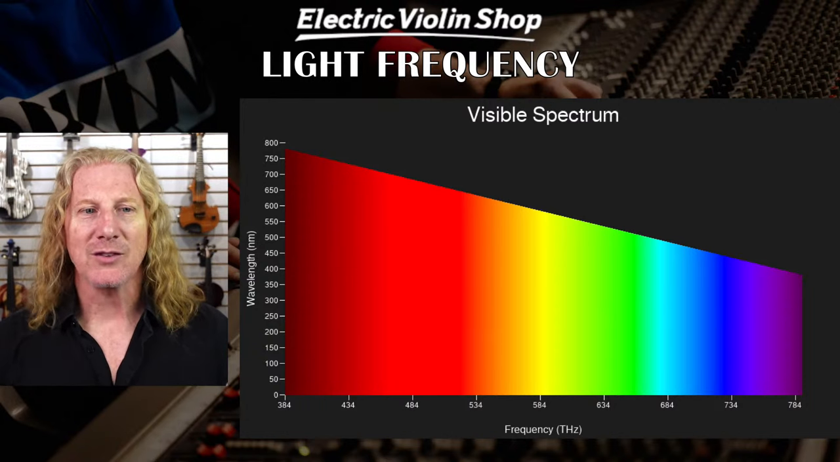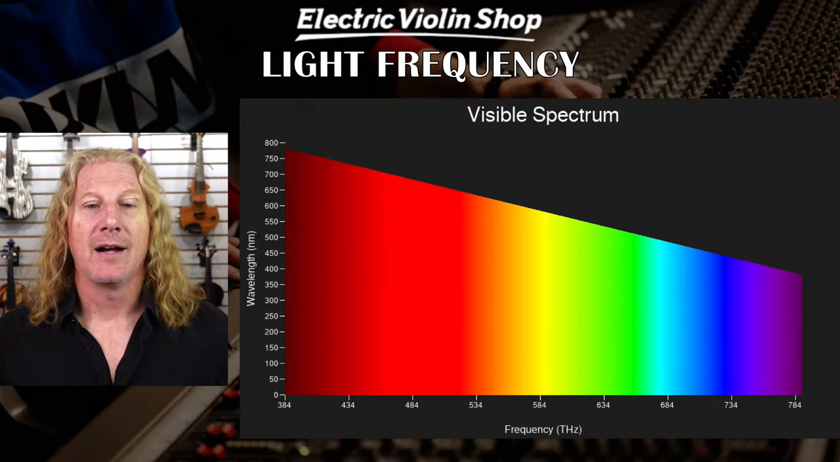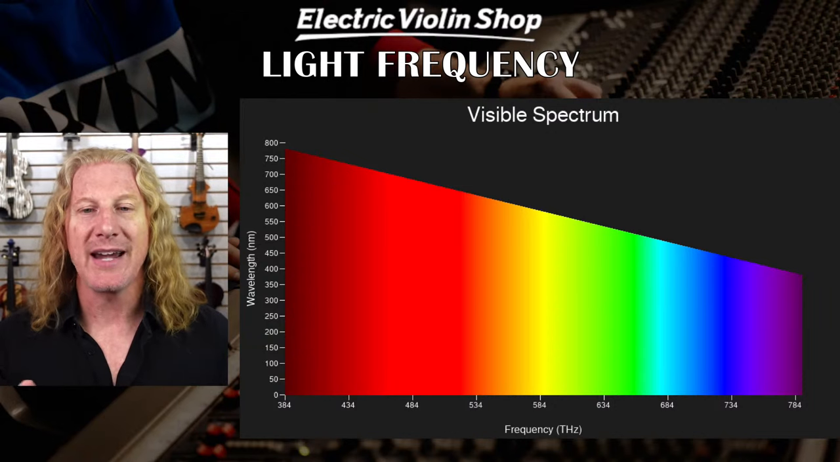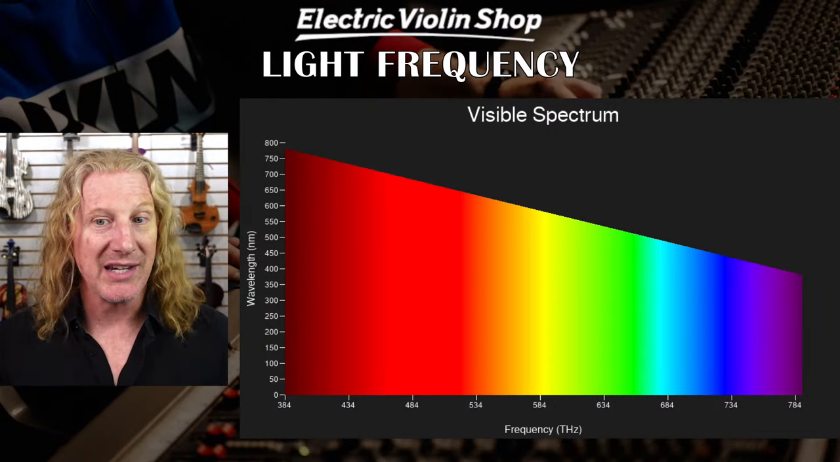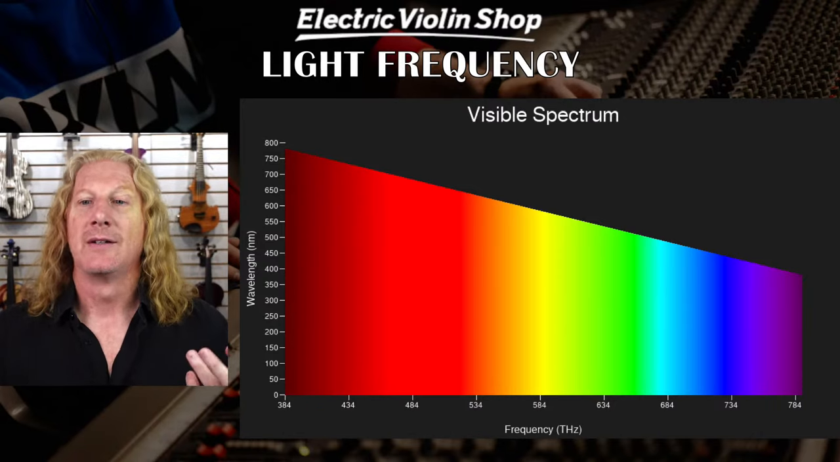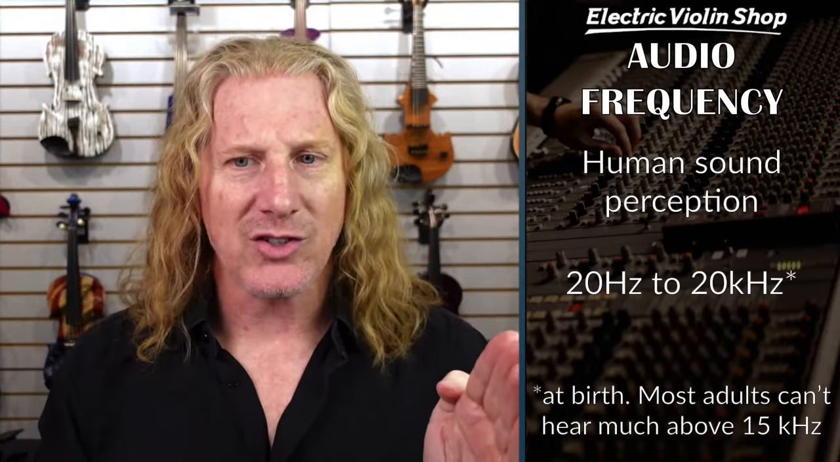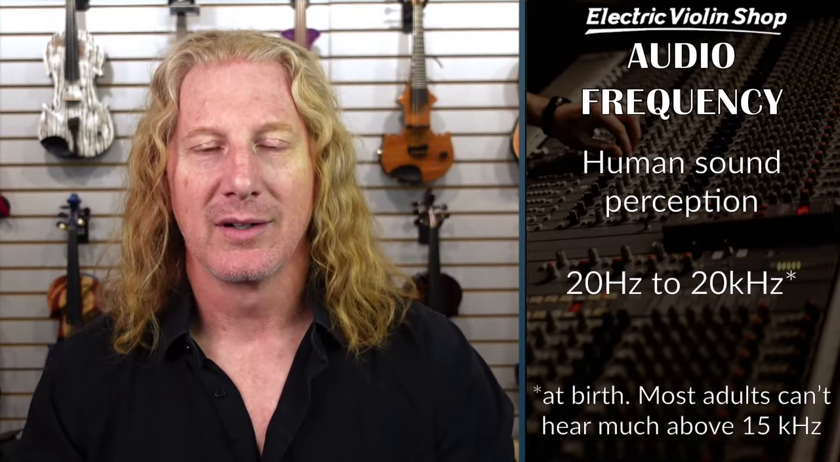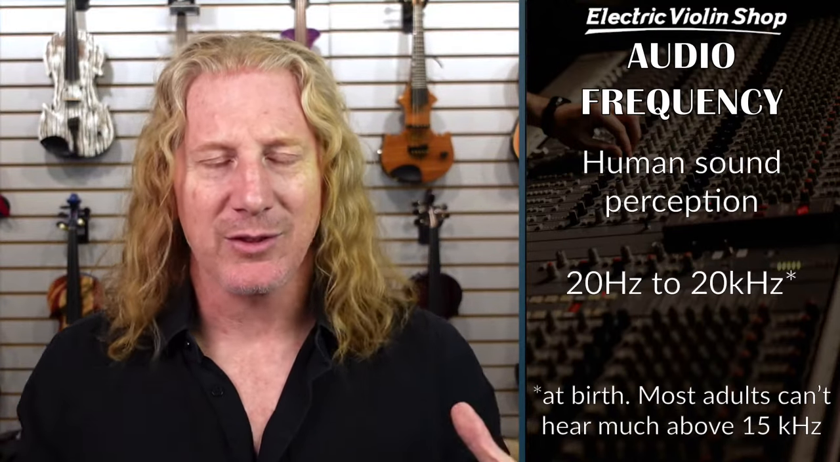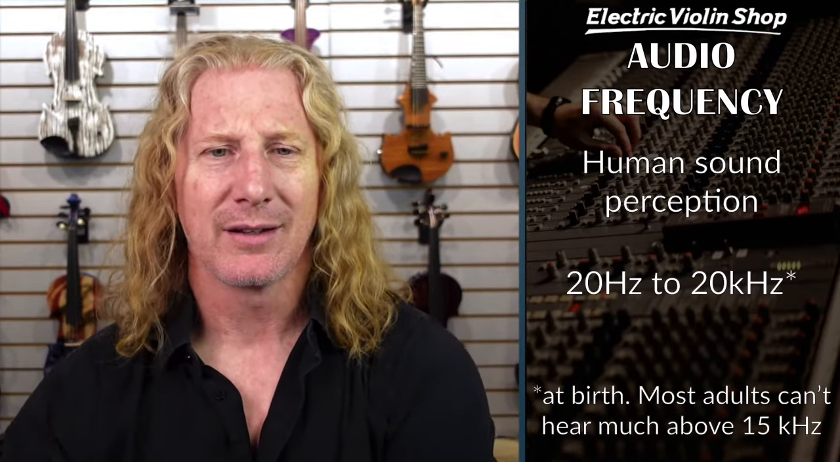Wow. So here's the visible spectrum. You can see the frequency range there, and you can see how our eyes perceive those different colors. It's a very similar thing going on with audio. We can perceive from 20 hertz to 20 kilohertz when we're born. Those of us that play loud rock and roll cannot hear 20 kilohertz anymore. I'm more like a 14 to 15 guy, and that's fine. There's not a ton of useful information, thank goodness, between like 15 and 20 kilohertz.